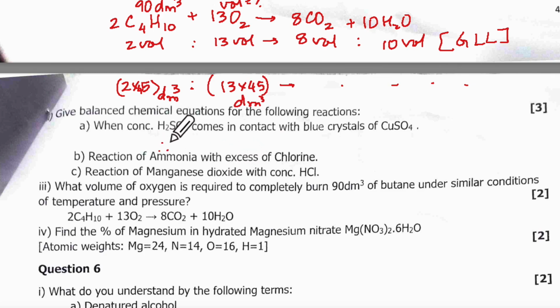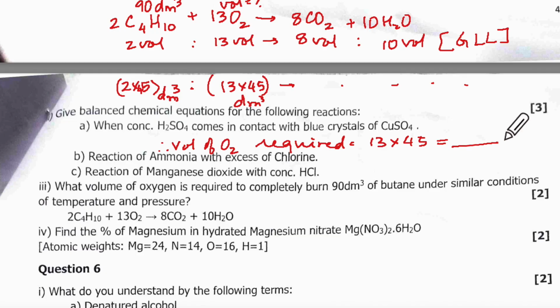So what you will say, therefore, the volume of O2 required will be equal to 13 into 45, that is equal to so many dm cube. Would you be able to do this on your own? Then write over here, out of 2, how many marks would you get?